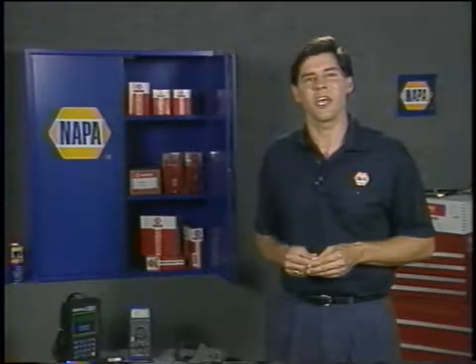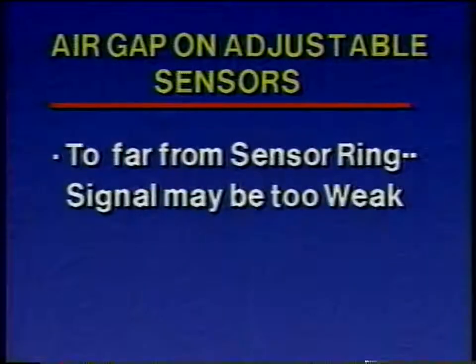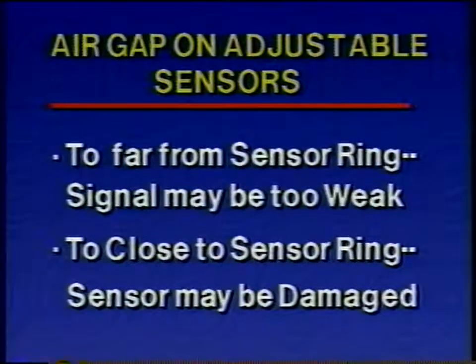The air gap on adjustable wheel speed sensors is critical and must be set to specifications for an accurate speed signal. If the tip of the sensor is too far away from the sensor ring, the signal may be too weak for the ABS control module to read. If the sensor is set too close to the ring so that it scrapes the ring, it may be damaged.